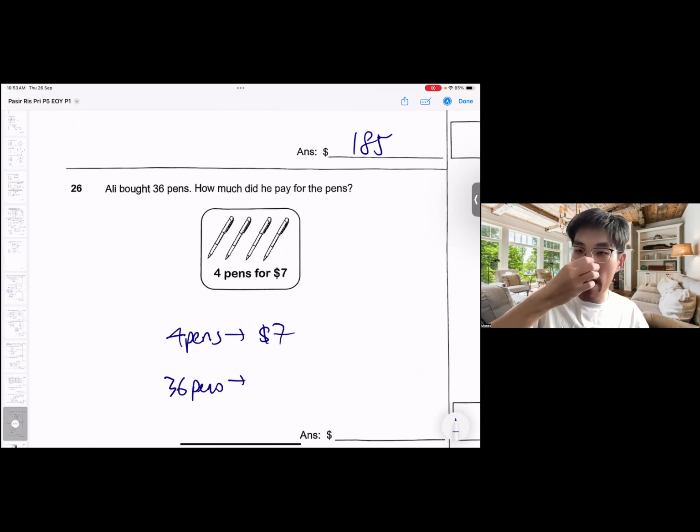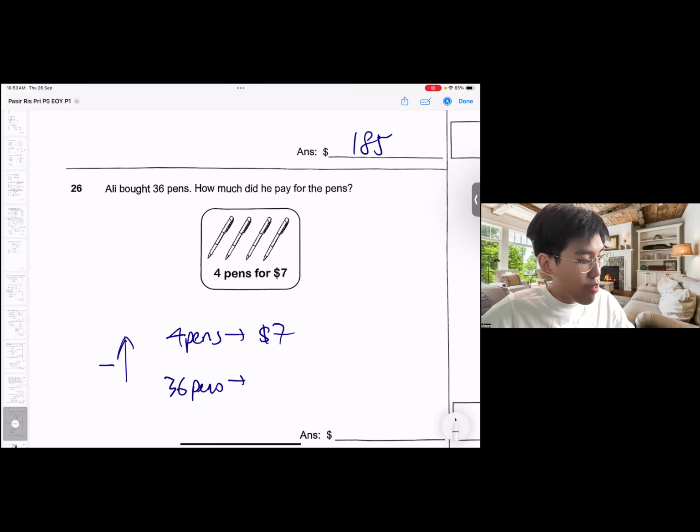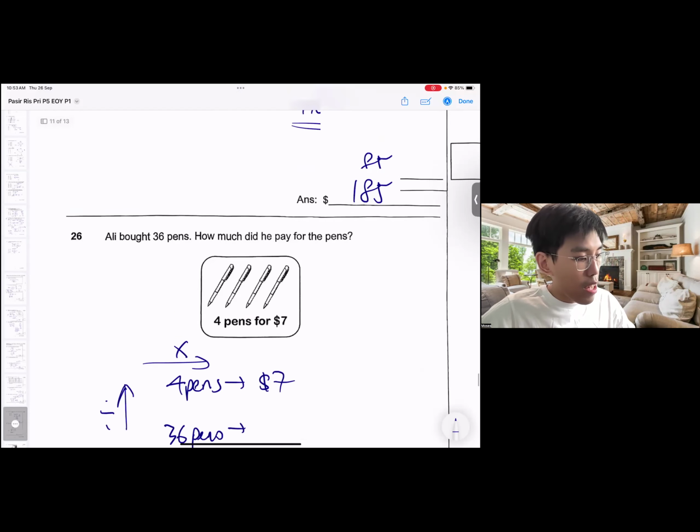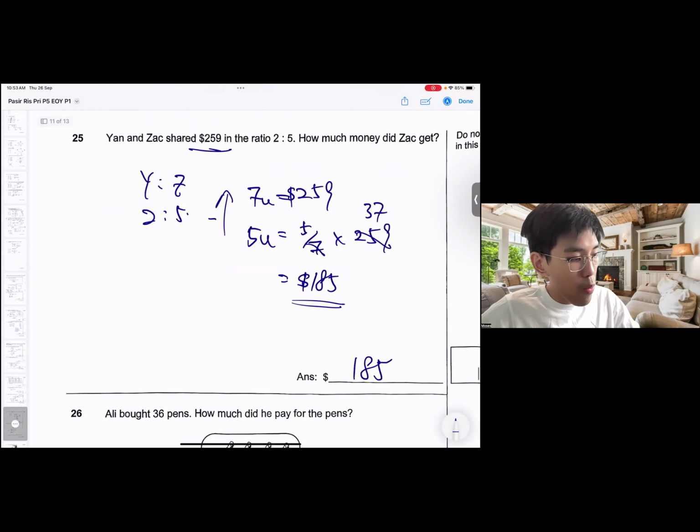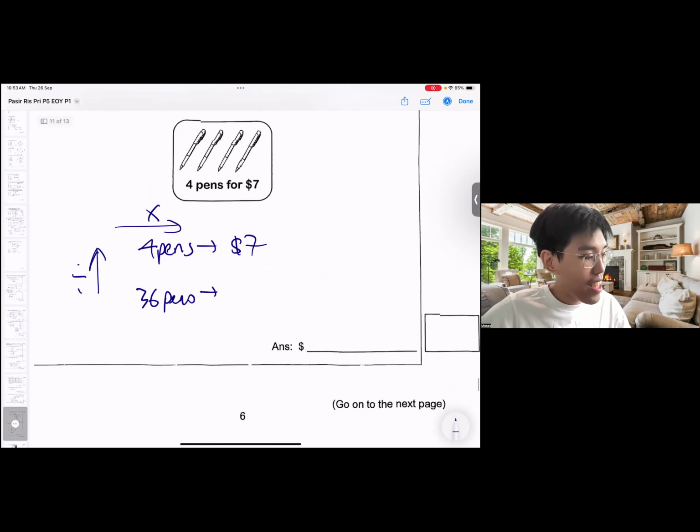So most of you say, I need to find 1 pen first. Actually, you don't need to. Once again, I use the L method. Divide outwards, multiply across. In fact, for this one also, divide outwards, multiply across. As you understand, the L method is used everywhere. So this one is actually 36 over 4 times 7. Once again, we realize that 36 over 4 actually simplifies to 9 over 1.